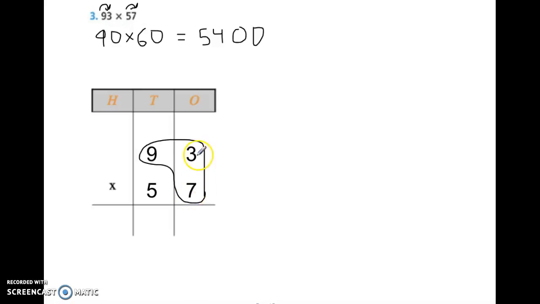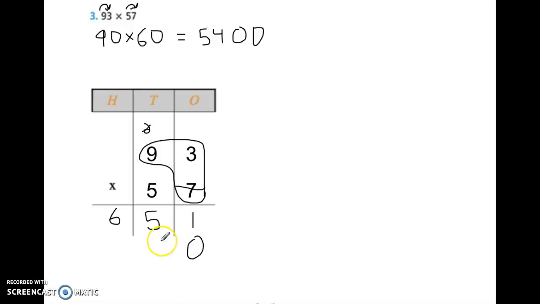All right. 7 times 3 is 21. My 1 here, carry my 2. 9 times 7 is 63, 64, 65. Okay, and I cross off what has been carried. I add my collar. I lay my turtle egg, or put my 0 down here.